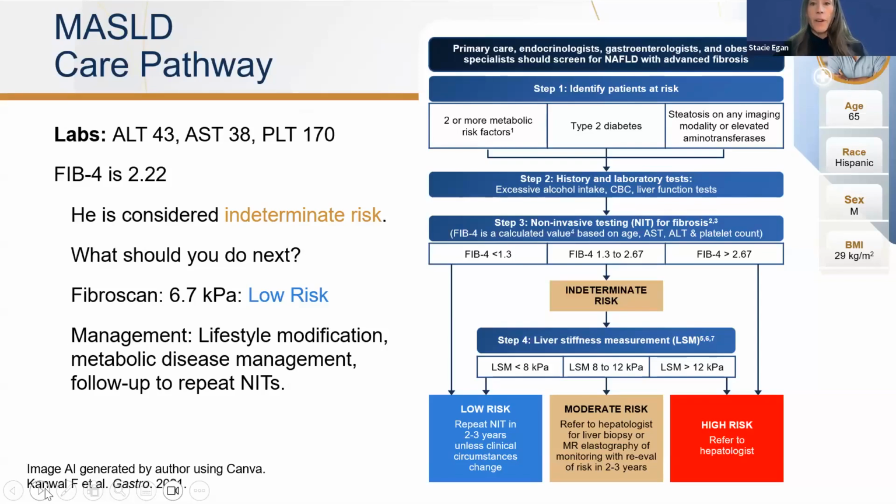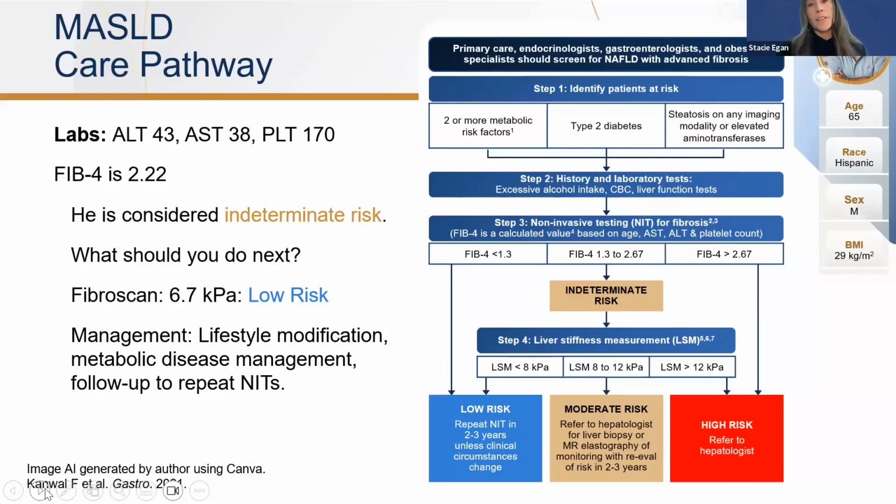On the right, there's a really good care pathway that can help us identify patients at risk and know what to do with them. So step one, we need to identify these patients. Do they have 2 or more metabolic risk factors? Especially type 2 diabetes, there seems to be a really strong correlation between type 2 diabetes and MASH with fibrosis. So diabetes, hypertension, hyperlipidemia, obesity, do they have those things? If they do, you should be considering MASH with fibrosis.